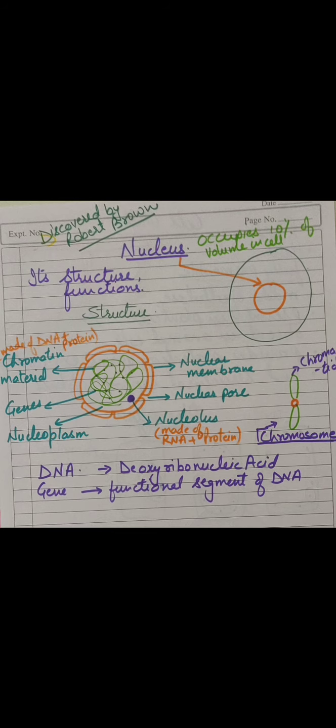This center point is called the centromere. So chromatin is two arms of chromosome. The condensed form of chromatin is called chromosome, and the loose threads are called the chromatin material. One more thing about this nucleus, you should know that it is a well-developed nucleus having all the parts. This nucleus is a feature of the eukaryotic cell.